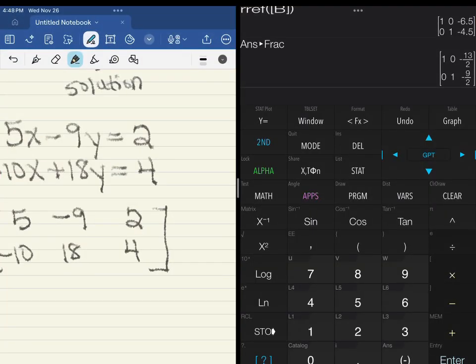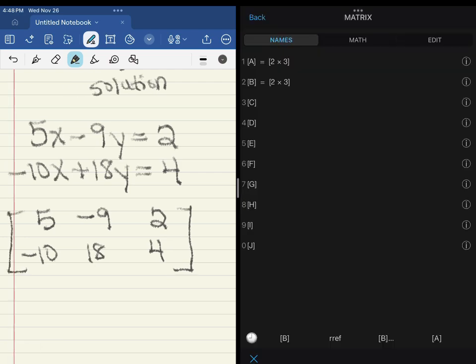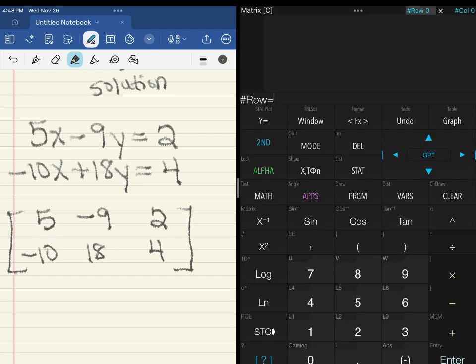So I'm going to go to my calculator. I'm going to go to second matrix, over to edit. This time I'm going to edit C. And this is a 2 by 3. 2 enter, 3 enter. I got a 2 by 3 matrix. I'm going to put my numbers in there: 5, negative 9, 2, negative 10, 18, 4.